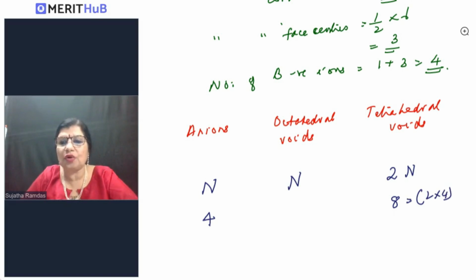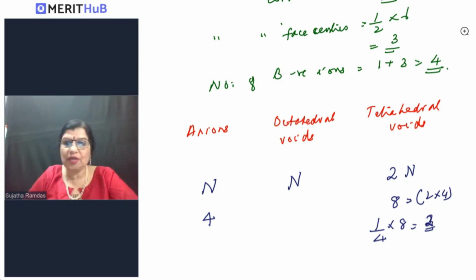2 into 4, 8 tetrahedral voids. 1/4 of those tetrahedral voids are occupied by the positive ions, namely the A positive ions, which is 2. All right, so you have 2 A ions occupying the tetrahedral voids.